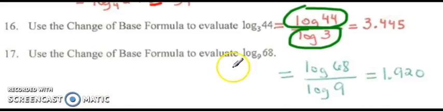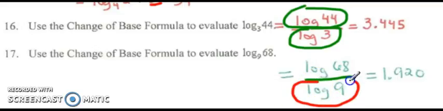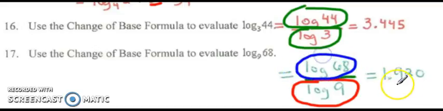On number 17, I'm going to do the same thing. I'm going to make sure I show my work. So I have log base 9. So log base 9 goes in the denominator. Log of 68 goes in the numerator. I'm going to plug that into my scientific calculator, and that's what I got.